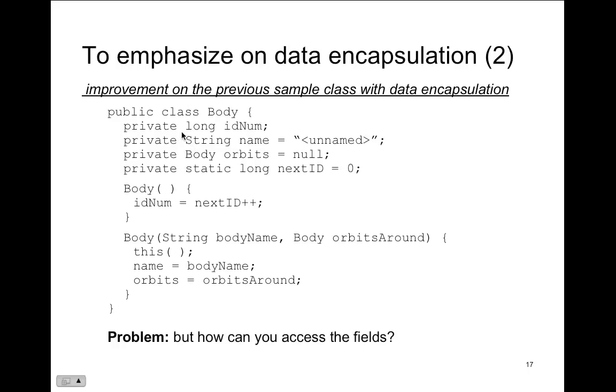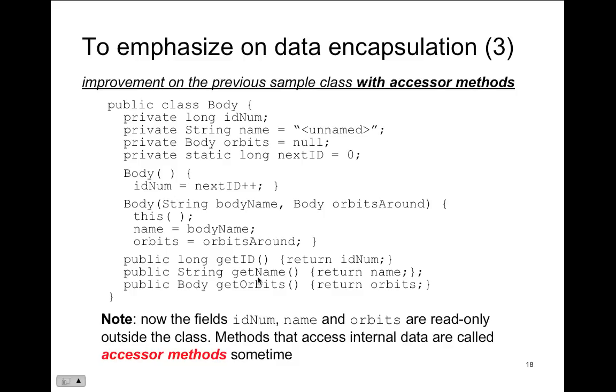So by default, you want to make the data members private and then make them changeable, modifiable within the method bodies. And so the problem: how can you access the fields? Well, through the methods. You have to add the behavior in there. So the next one here has you returning this.